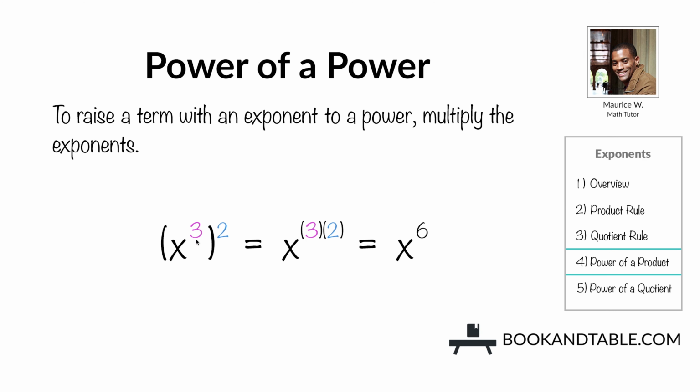If this exponent were negative, so let's say we had x to the negative 2 to the power of 3, that doesn't change the process. You still multiply these exponents. So you get x to the negative 2 times 3, which is x to the negative 6. Same thing. You multiply the exponents. So this is the power of a power.